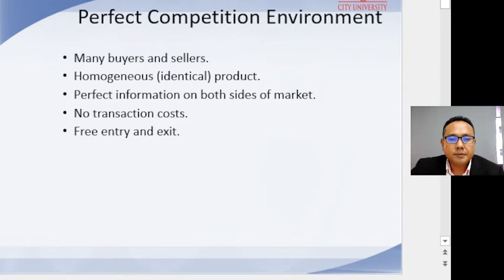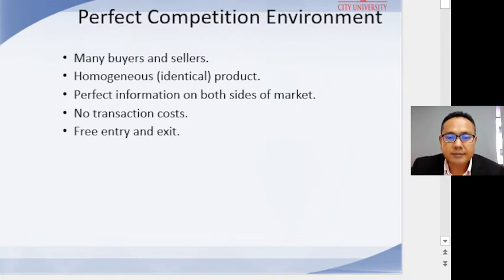We will begin our analysis by examining the output decision of managers operating in a perfectly competitive market. The key conditions for perfect competition, as you can see from this slide, are five. The first one: there are many buyers and sellers in the market, each of which is small relative to the market. The second: each firm in the market produces a homogeneous or identical product.